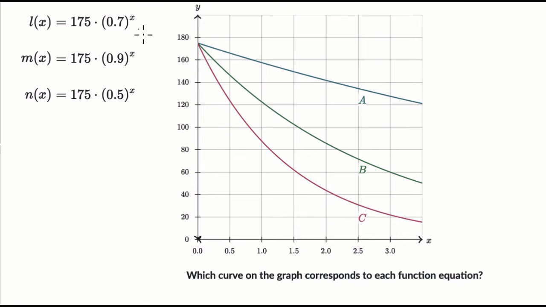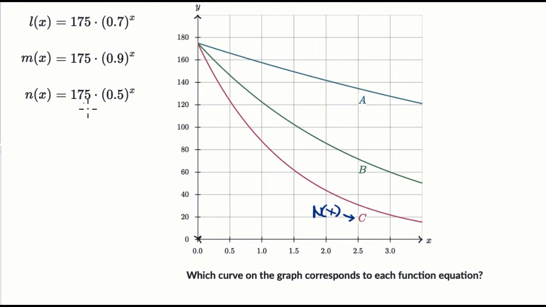So one way to think about it is, which one is going to be decreasing fastest and which is going to be decreasing the slowest? Well, the one that decreases the fastest is the one that's essentially multiplying by the smallest factor every time. And that right over here is n of x. As x increases by 1, you're essentially halving it every time. So n of x is going to be the one that decreases the fastest. So n of x is c. So this is n of x right over here is c.